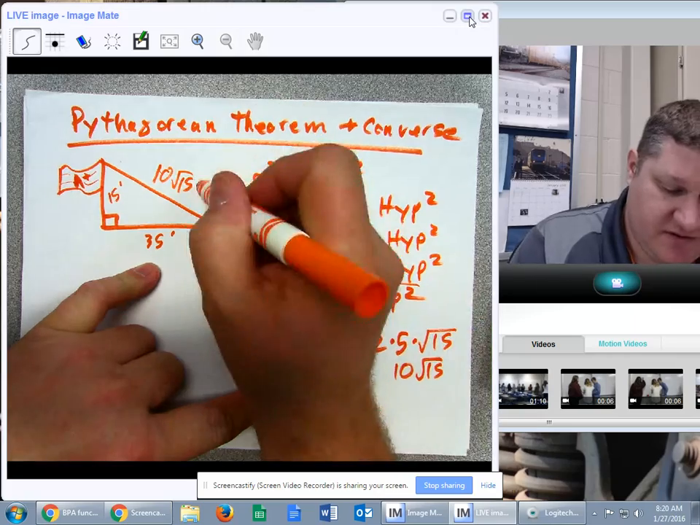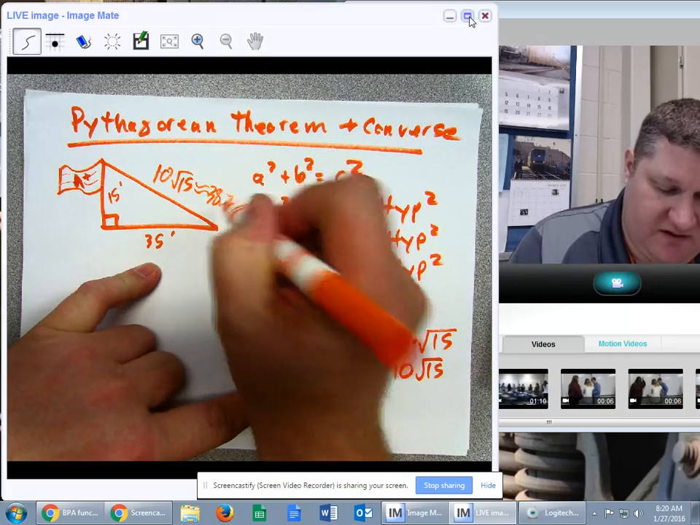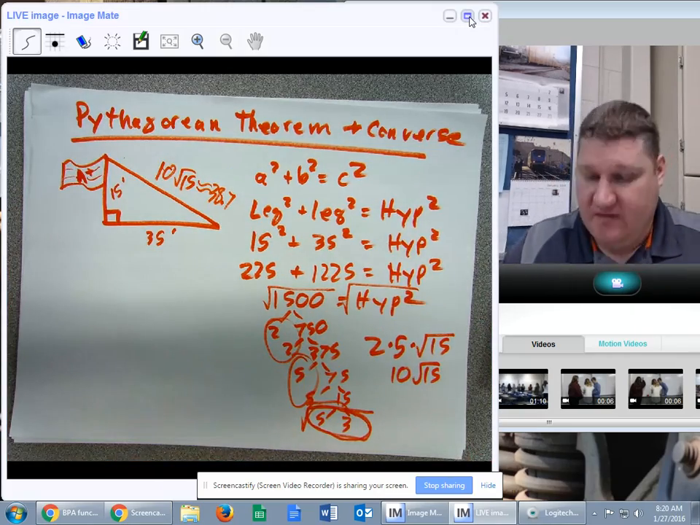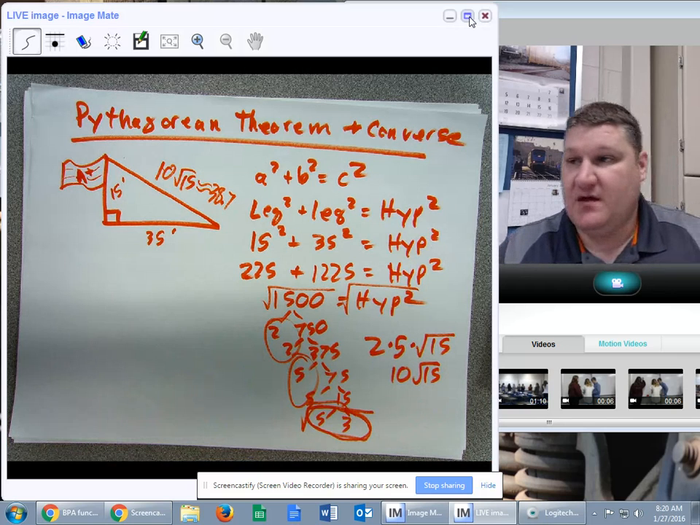Now, just for giggles, if I take 10 times the square root of 15, I get 39-ish, basically. 38.7, which makes sense for the hypotenuse. That's the standard Pythagorean theorem. All right.